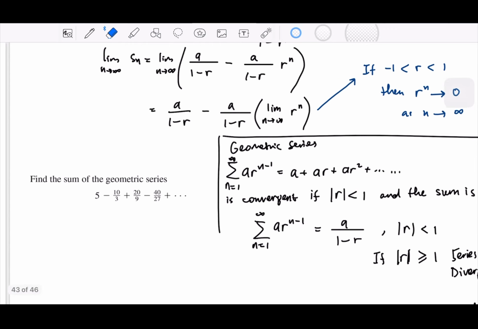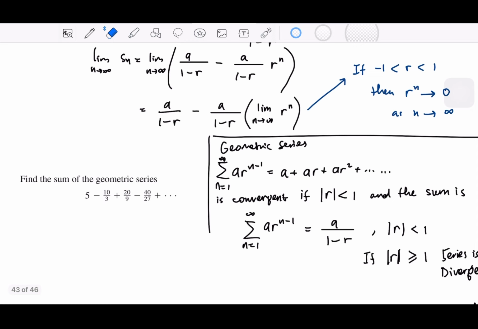And then try the left question: 5 minus 10 over 3 plus 20 over 9 minus 40 over 27.